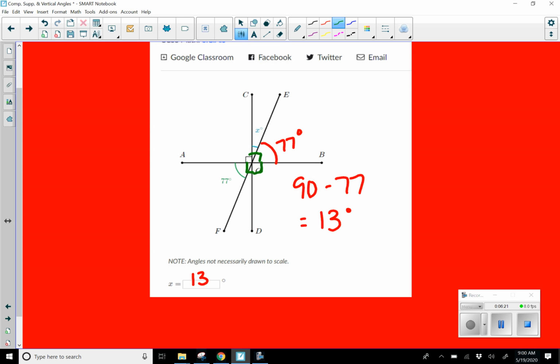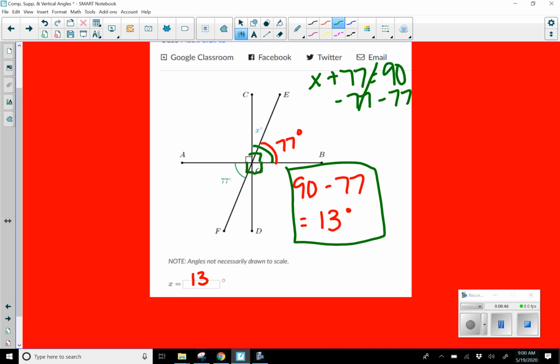So if this one right here is a right angle, that means that x plus 77 should equal 90 degrees. To find x, we're simply going to subtract 77 on both sides, and that leaves us with 13 degrees. If you notice that it's a 90-degree angle, you can also just take 77 and subtract it from 90, which is the other method I did right here, and we get 13 degrees.